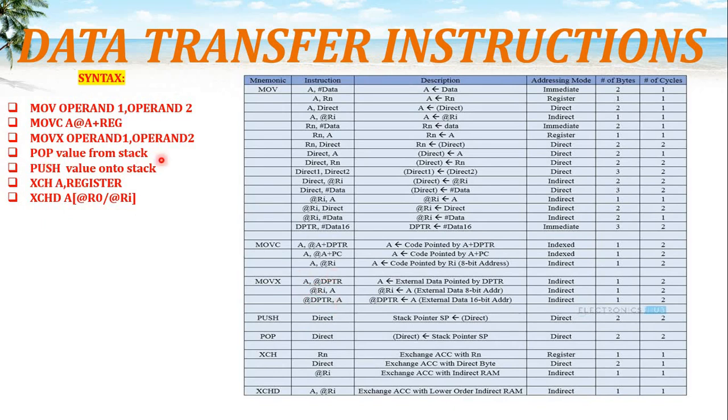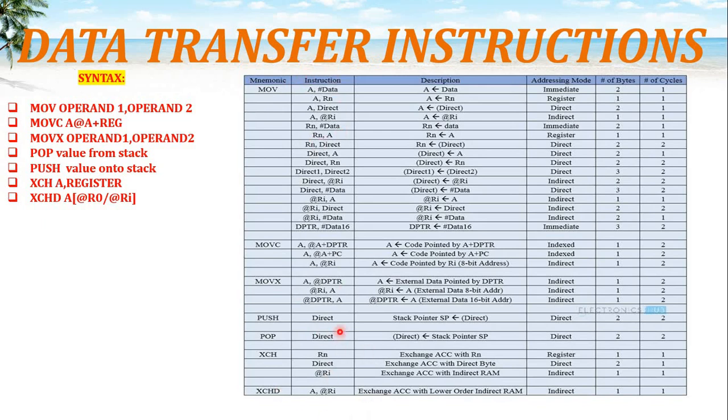Pop is a decrement operation performed, that is, the value from the stack is given to the other destination field, whereas push is pushing the value into the stack. This push is the operation which will increment, and pop is the operation which is decremental. This exchange is a register. It should be in the format A comma register. So I can move it to any accumulator or a register. Why they haven't mentioned A comma Rn here is because by default it will transfer the accumulator with a register. Here we have not given a syntax.